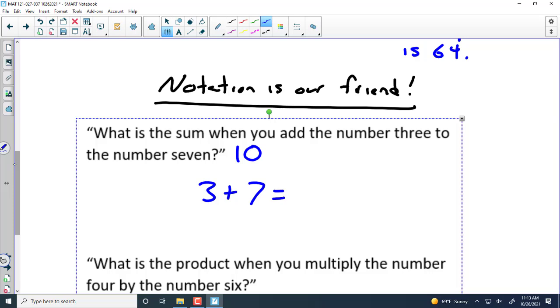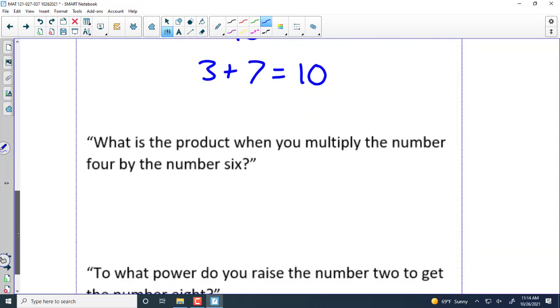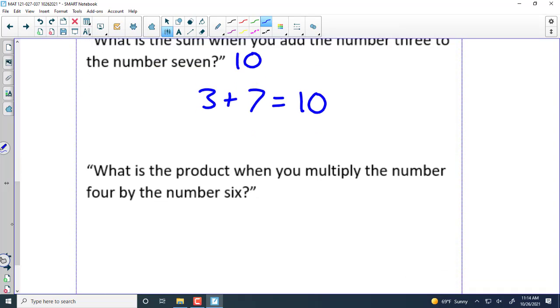3 plus 7. I think this one better. And I like that better because I'm used to it. I know what it means. I understand the notation. I understand this is the symbol for 3, this is the symbol for 7, this is the symbol for addition, this is asking me what the answer is. I get it. What is the product when you multiply the number 4 by the number 6?